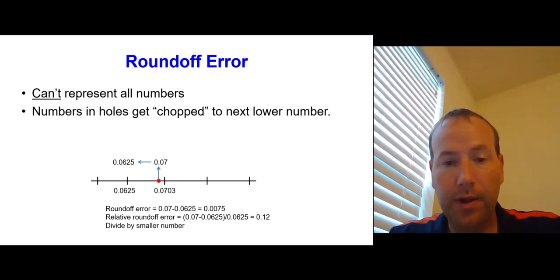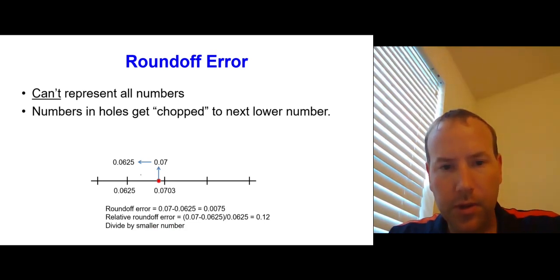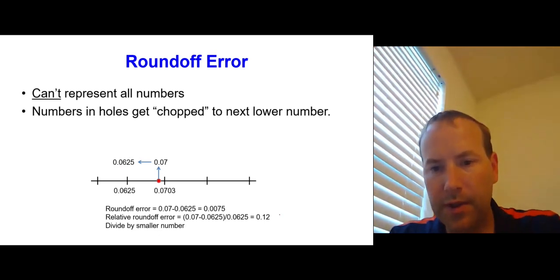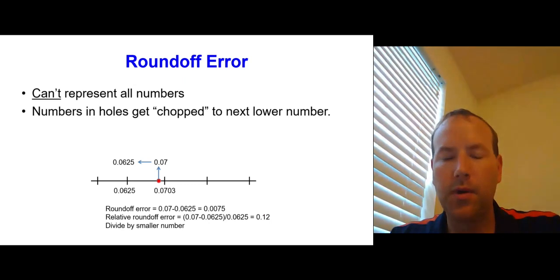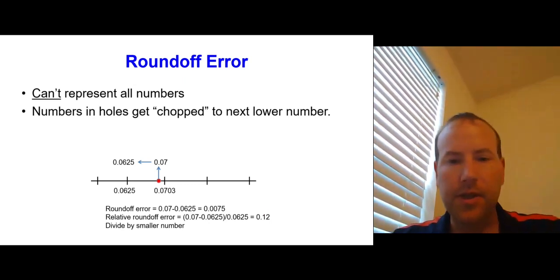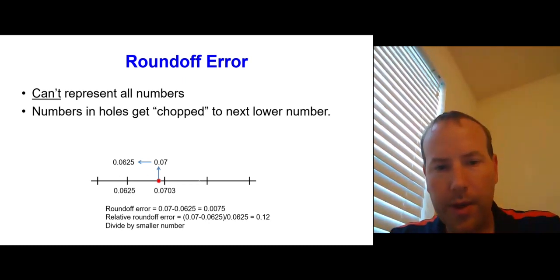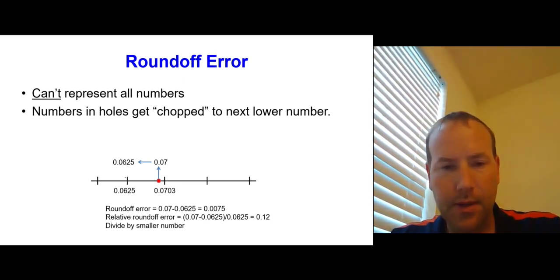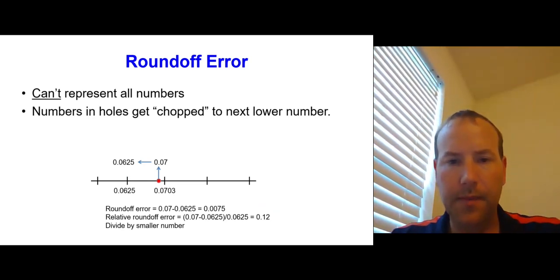If you want to compute the relative round-off error, that might also be useful. You look at the difference between these divided by the smaller number right here. And so that's a relative round-off error of 0.12, or 12%. You always divide by the smaller number. So this shows that when you can only represent the numbers shown here as the crosses, that leads to quite a bit of error in the computations that you might have.